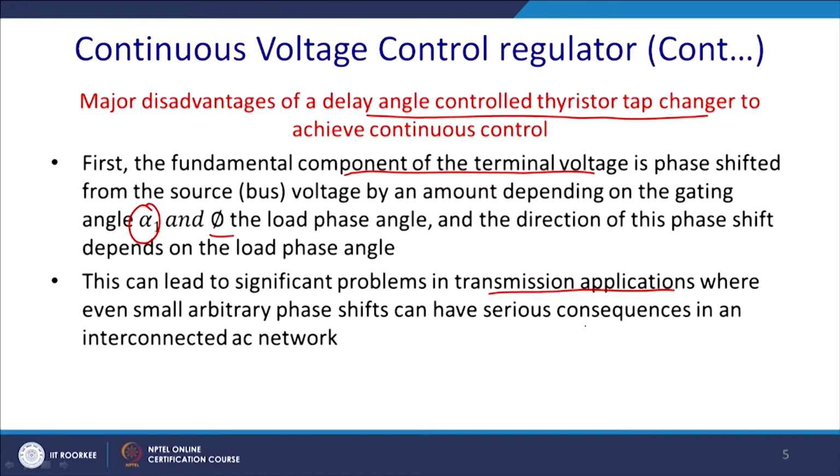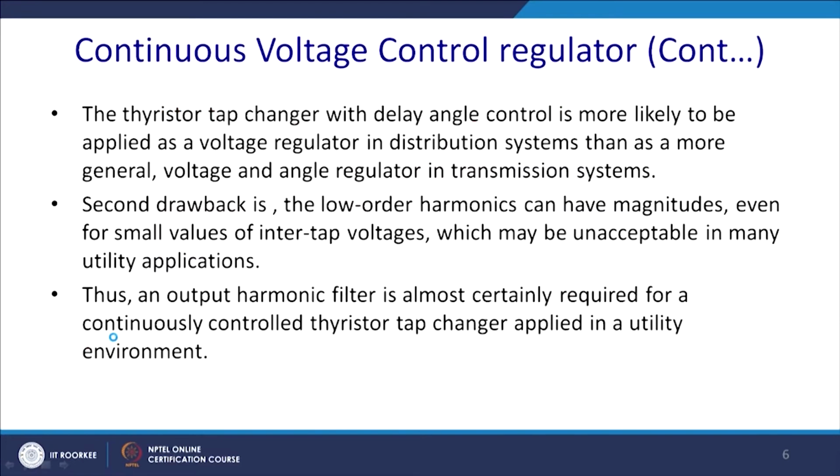So, we have discussed in our previous class that there is a circulating current if there is a little phase angle delay. So, it leads to a phase angle delay, and thus we cannot do that. The thyristor tap changer with delay angle control is more likely to be applied as a voltage regulator in a distribution system than as a more general voltage and angular regulator in a transmission system.